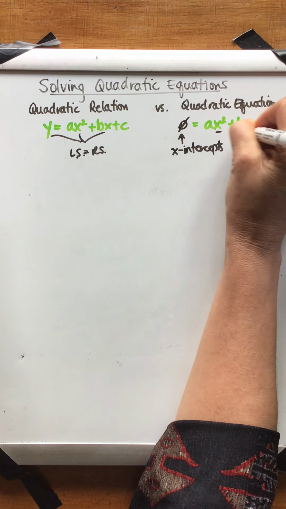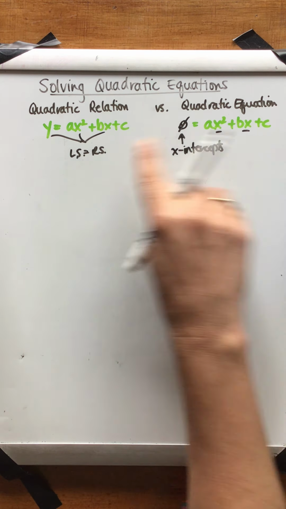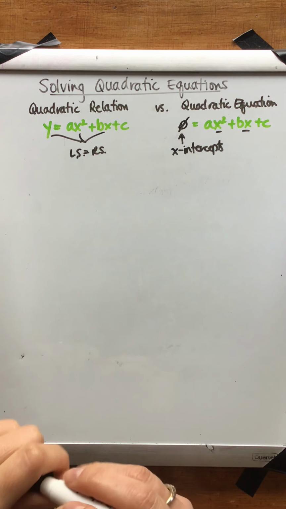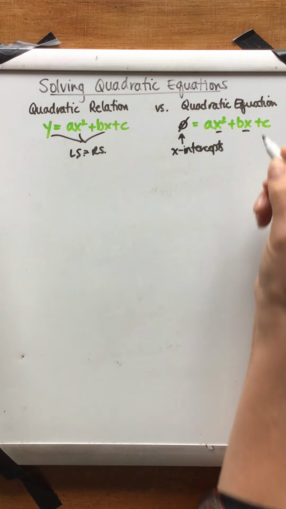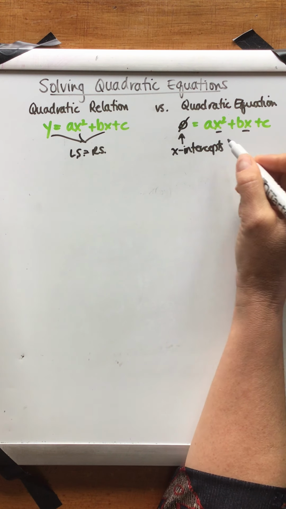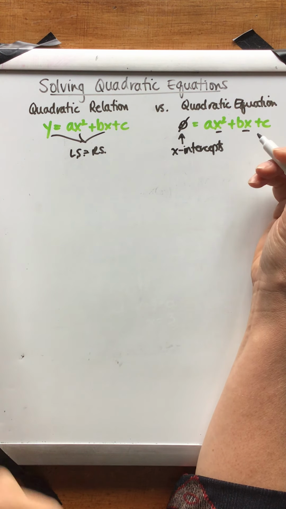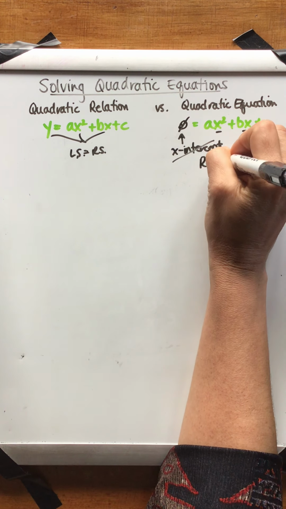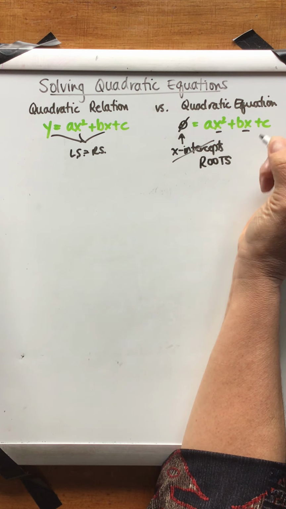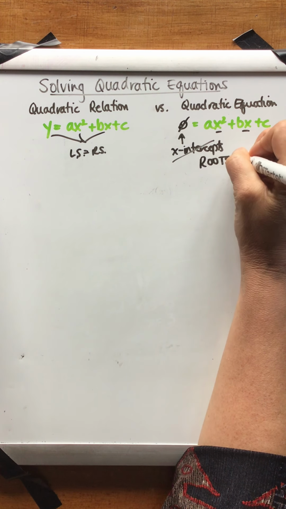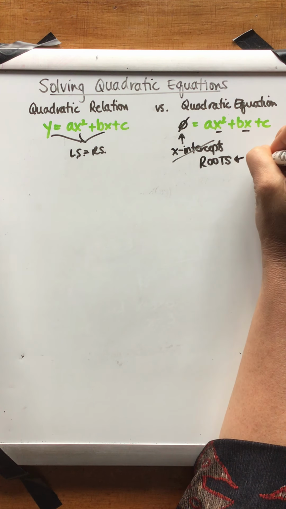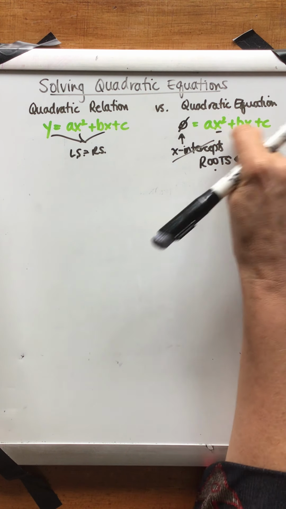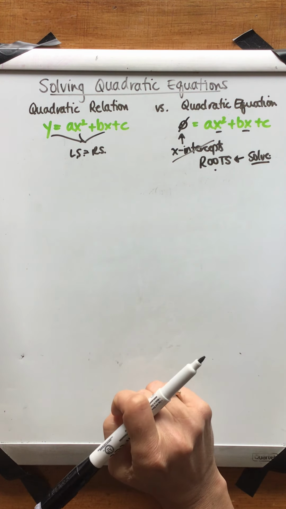Okay, so the values of x here, they'll either be none that work, or 1 that works, or 2 that works. There's a couple of possibilities. We're not going to call them the x-intercepts anymore. We're going to give them a new name. We're going to call them the roots of the equation. So when you are asked now to solve a quadratic equation, solving specifically means finding the roots of that equation or finding the x-intercepts for that particular parabola.